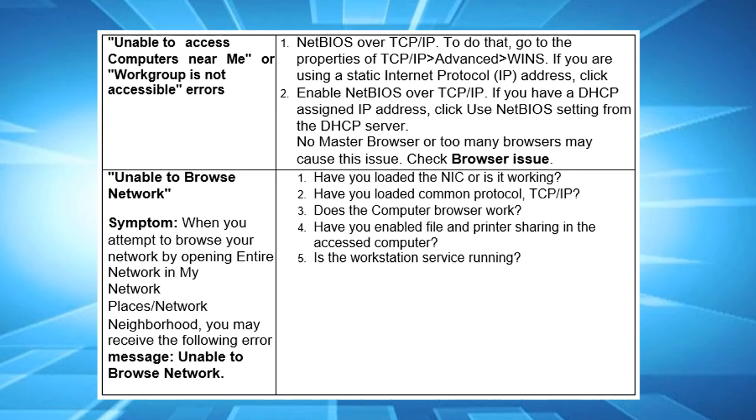The possible questions for this, why this happened: we have five questions. First, have you loaded the NIC, and is it working? Second, have you loaded the common protocol TCP/IP? Does the computer browser work? Have you enabled file and printer sharing on the accessed computer? Is the workstation service running? These are the questions that you need to look into in order to fix this unable to browse network error. If you have done that already, then this problem may not occur on your computer again.